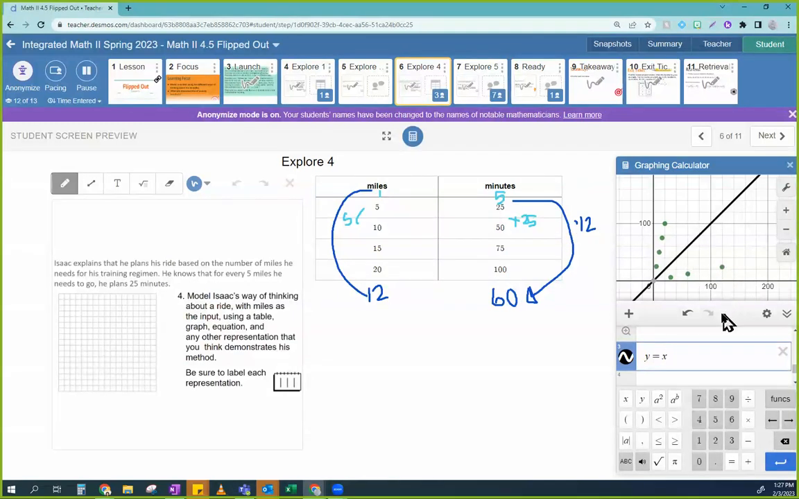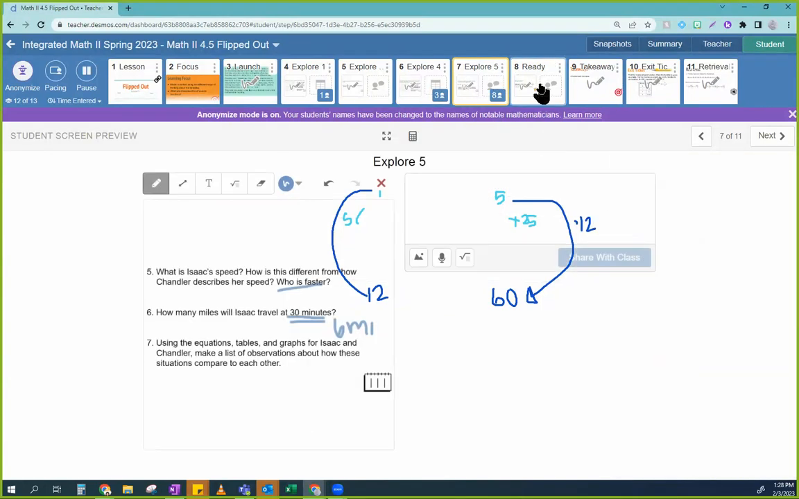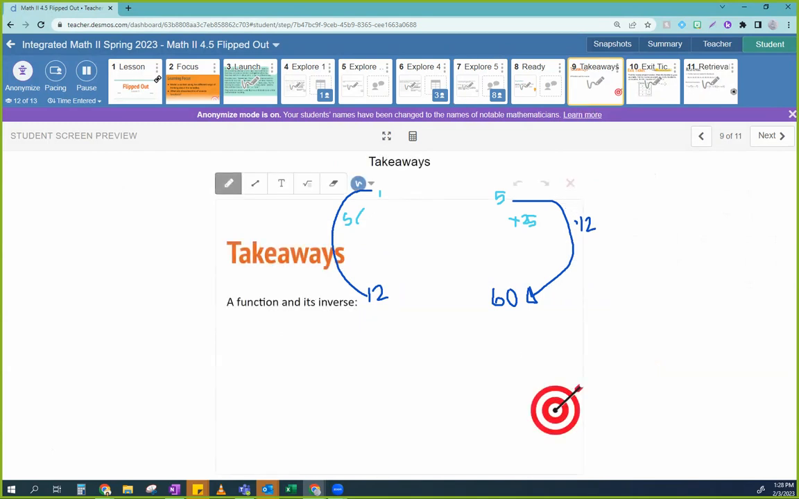Now, I'm doing something really wrong here. The big wrong thing that I'm doing is that if this is minutes and this is miles, they wouldn't be reflections of each other because I'd have to flip one of them. But I wanted you to recognize that these are what we call inverses of each other. So good job on that. Okay. We did that. So let's do takeaways. Let me clear this up really quick.